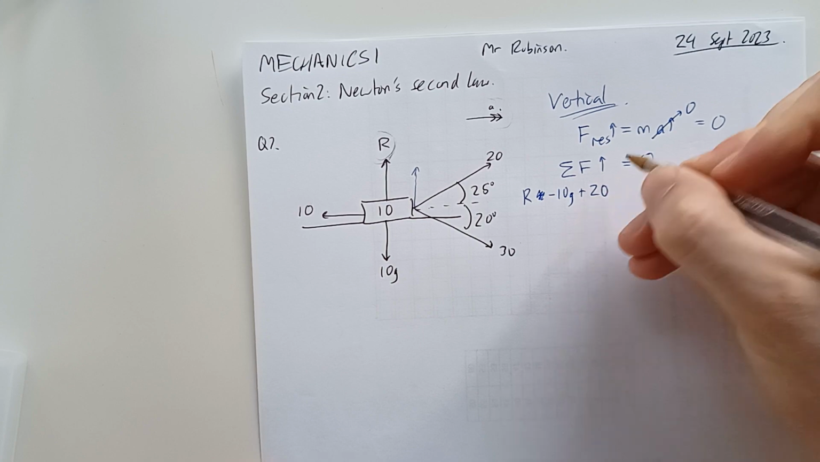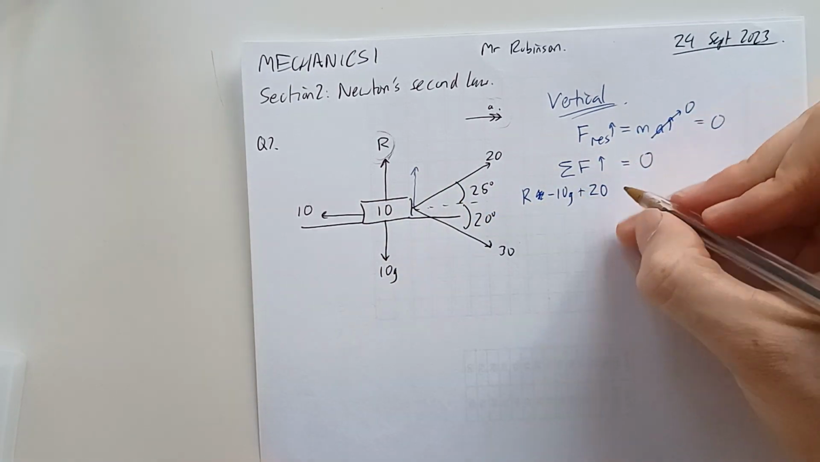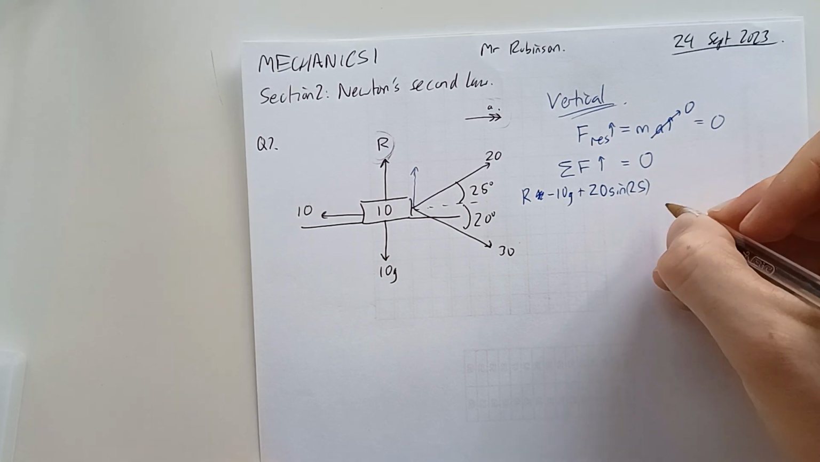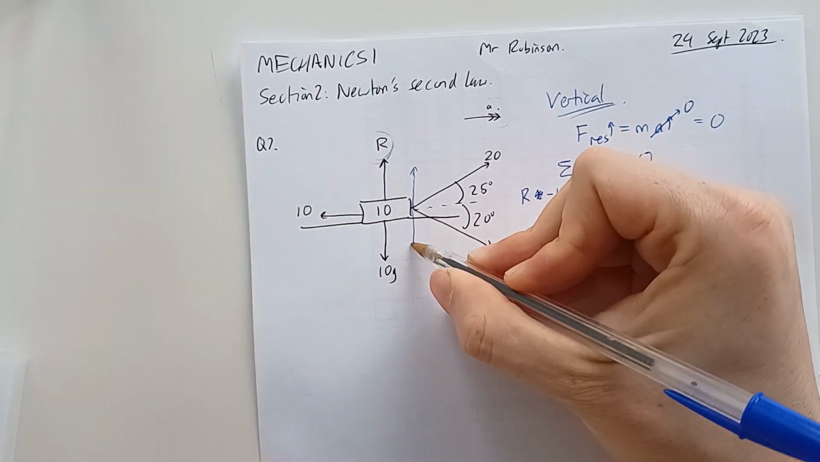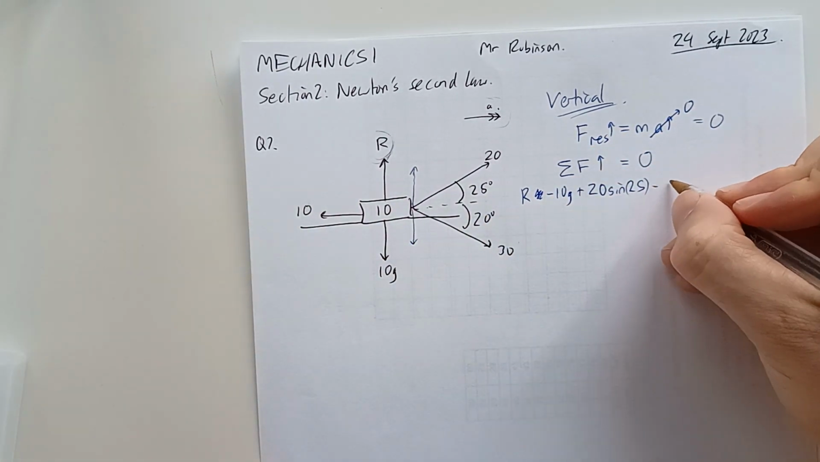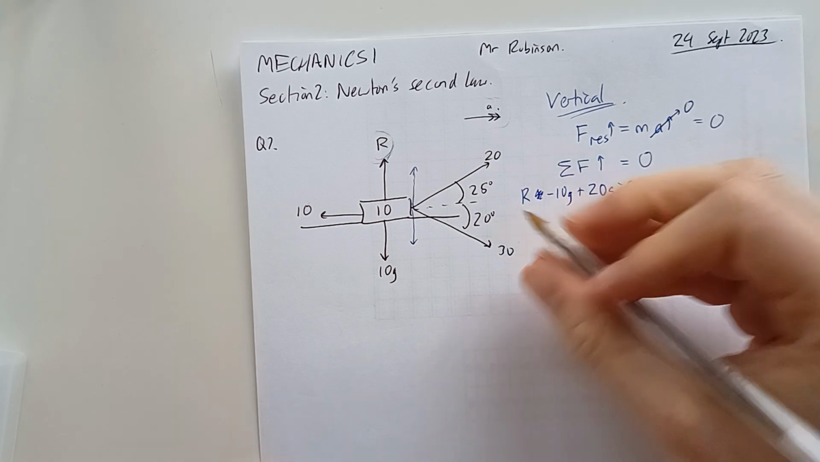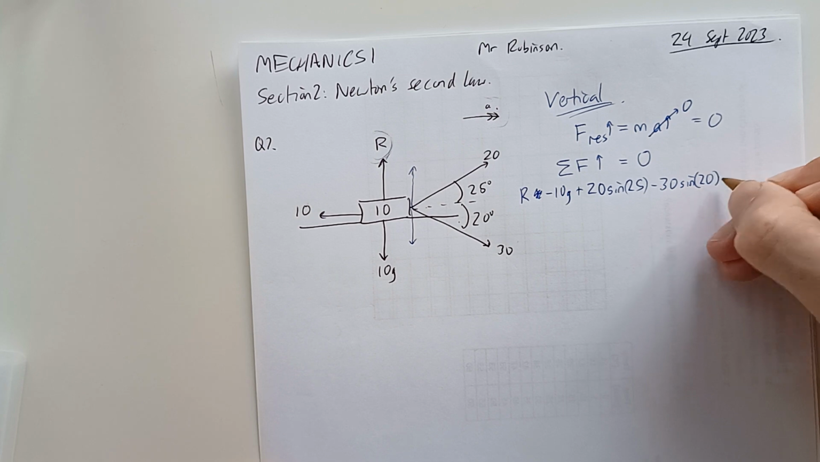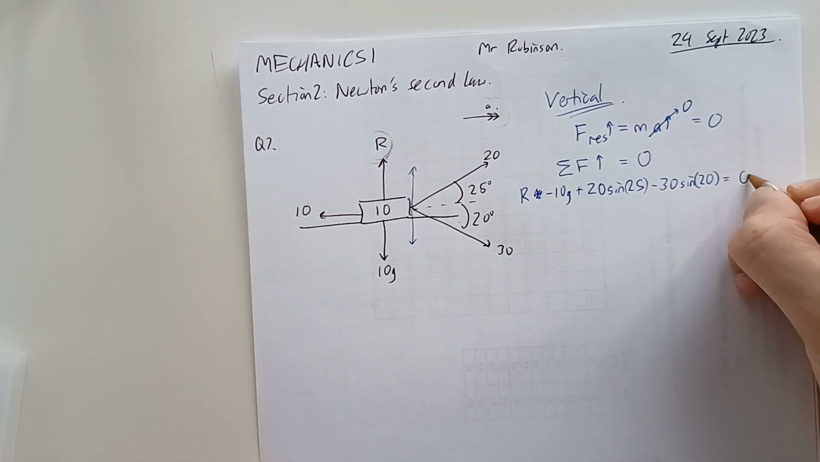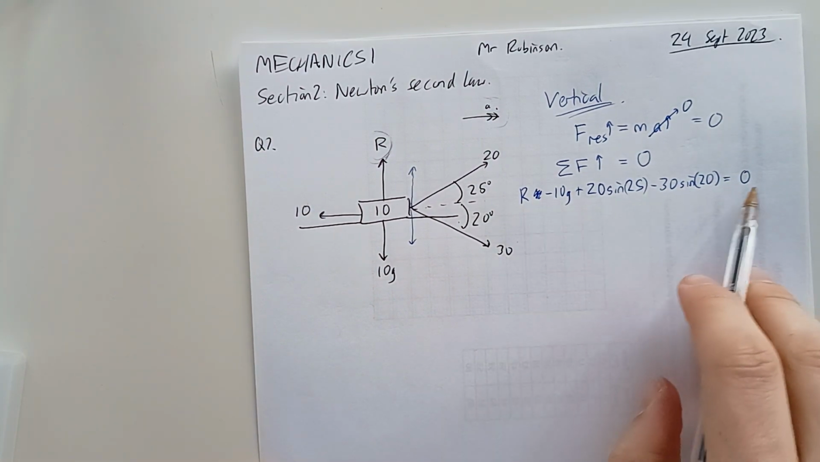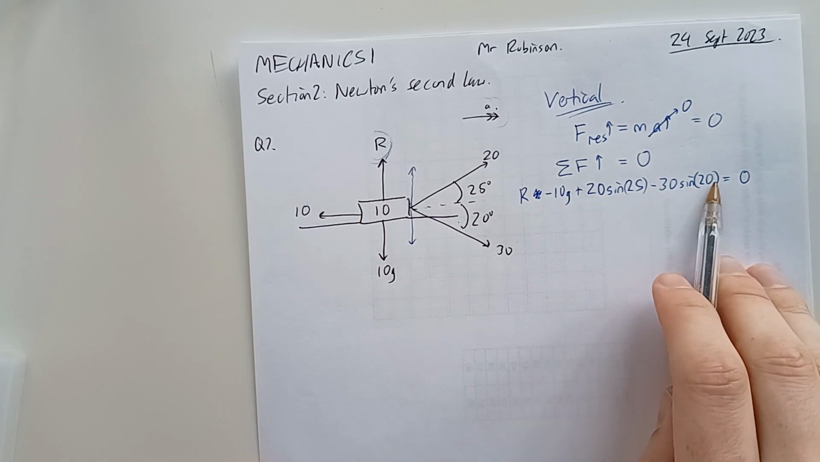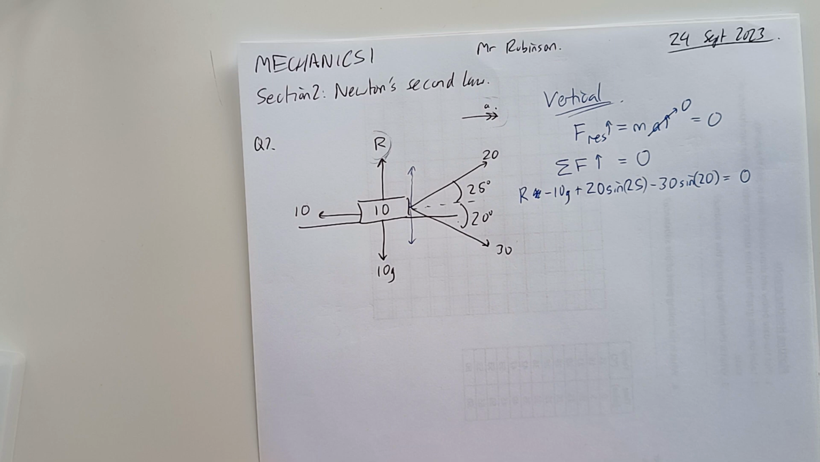So that's going to be 20. And then this is opposite the angle. So we do sine 25. And then we're going to have to subtract this one, which is going to be minus 30. And again, it's opposite the angle. So sine 20. And put that all equal to 0. I've got an equation now which is one unknown and one equation. So I can relatively easily solve this.